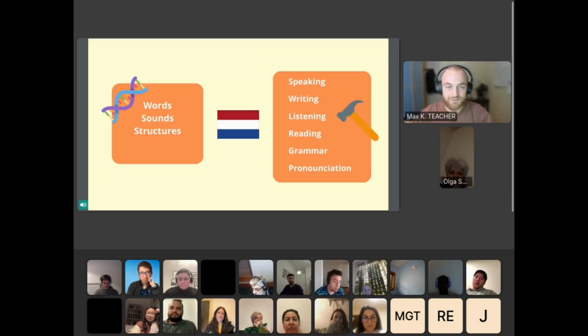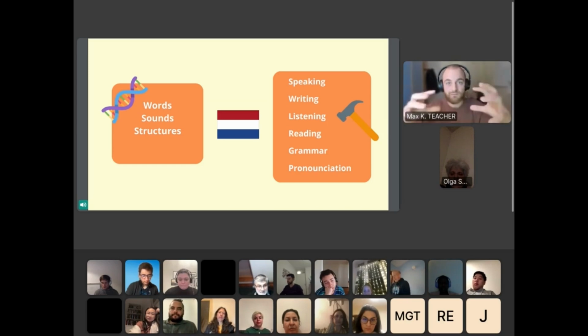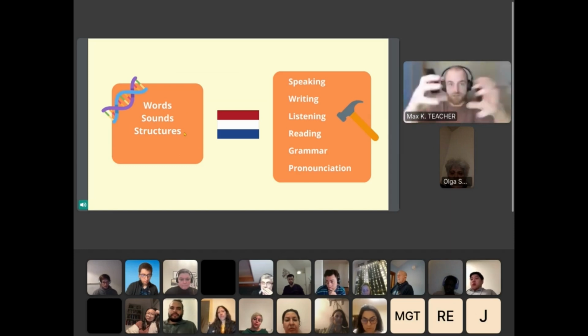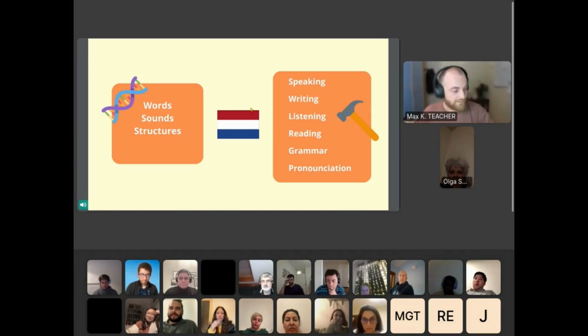Here's a little overview of what we're going to look at. So if we want to know how to learn Dutch according to science, well, first let's define what we mean with Dutch in general. On the left, you see that the Dutch language consists of these three things: words, then the sounds of those words, and then the structures in which we put them together. Makes sense, right? Then on the right side, there are the things that we do.